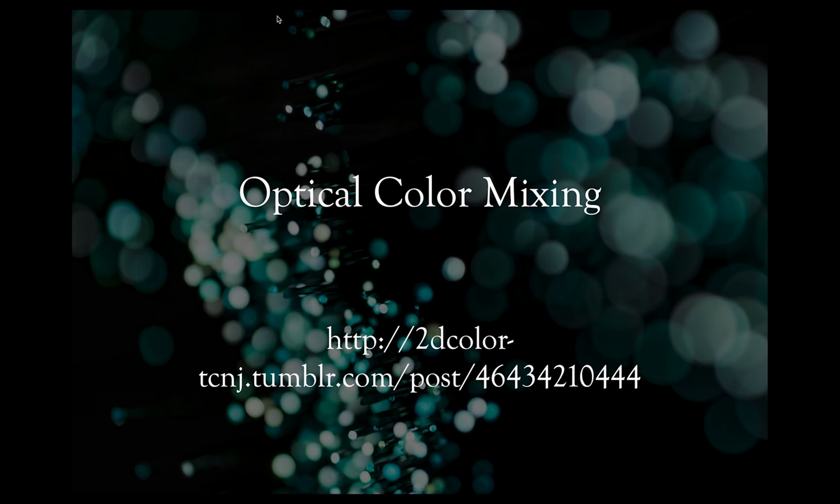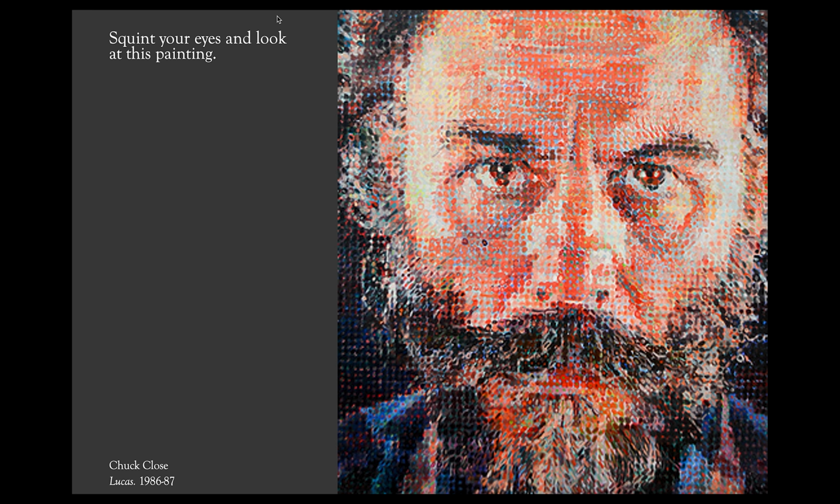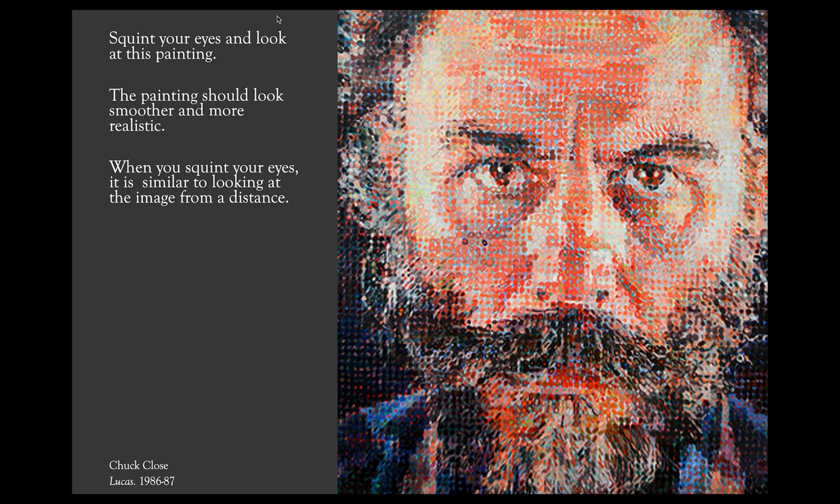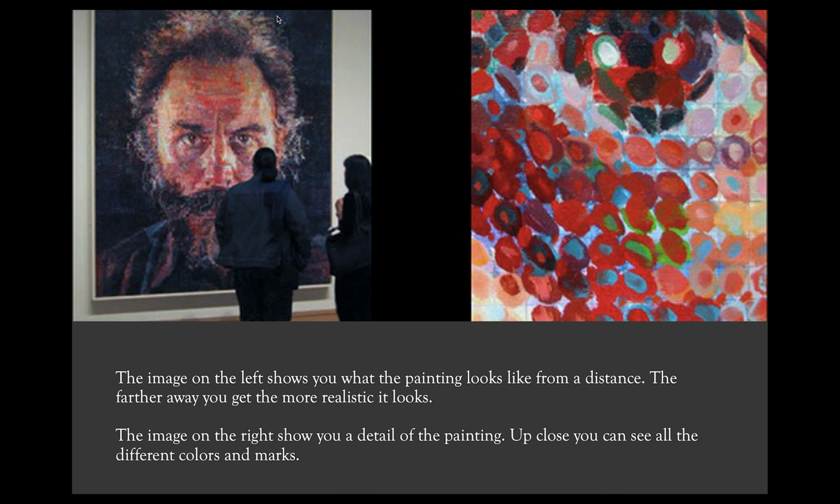Optical color mixing. Squint your eyes and look at this painting. It'll look smoother, more realistic. When you squint, it's kind of like looking at it from a distance. We know that there's more detail the closer you are, and the farther you get, there's less detail, so there'll be a blurring happening whether you're squinting your eyes or getting some distance from it. So these separate colors that we're seeing up close will blend together at a distance or with squinty eyes.